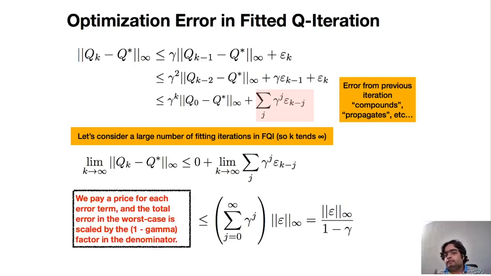So we pay a price for each error term, which is error compounding, and in the worst case, you basically scale this error at each step by 1 over 1 minus gamma, which is essentially going to be large.